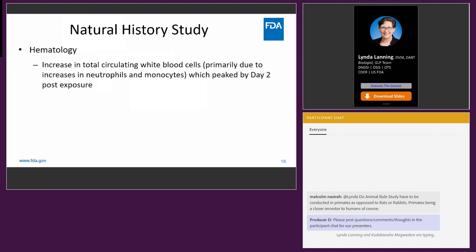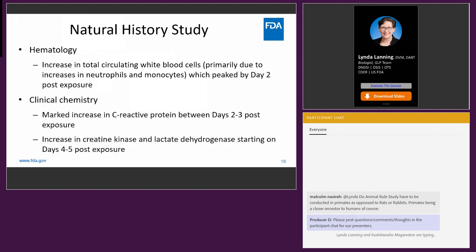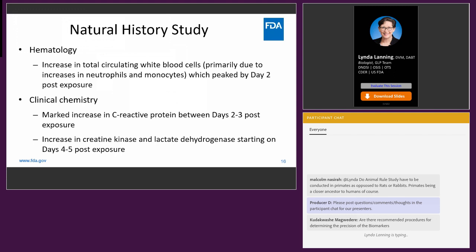Hematology findings included an increase in total circulating white blood cells, primarily due to increases in neutrophils and monocytes. And this increase peaked by day 2 post-exposure. There was a marked increase in C-reactive protein between days 2 and 3 post-exposure, and by days 4 to 5 post-exposure, there was an increase in creatinine kinase and lactate dehydrogenase.